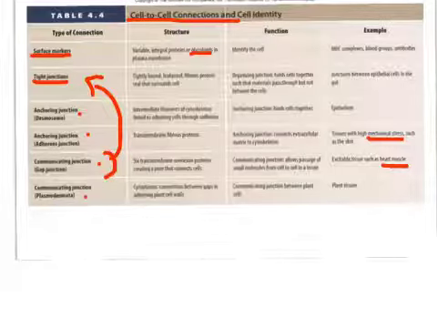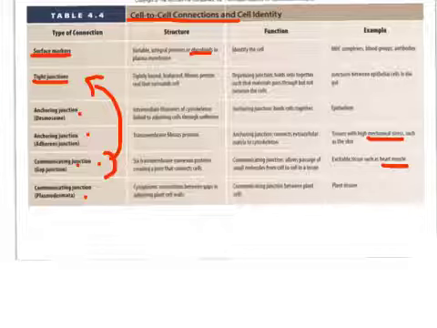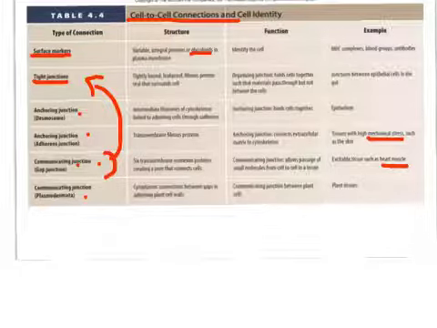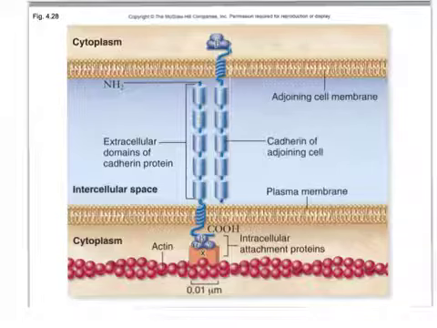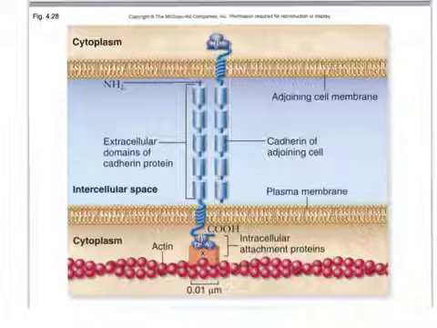And finally, another communicating junction, plasmodesmata. This is kind of like having a gap junction only in a plant. Plants kind of have their own deal, and there's nothing more you need to know about that. Plasmodesmata, dealing with plants. All right, here's an example of what we're talking about.